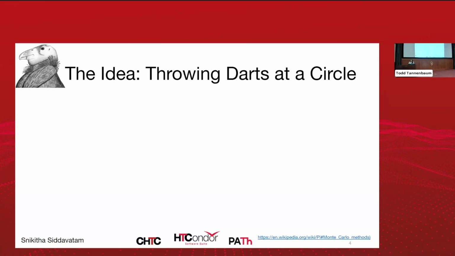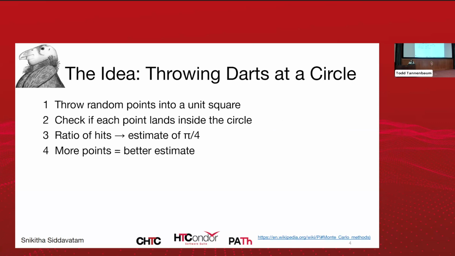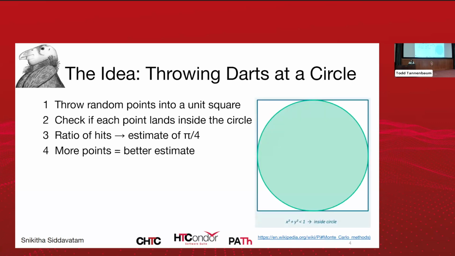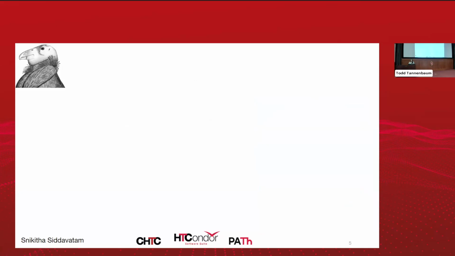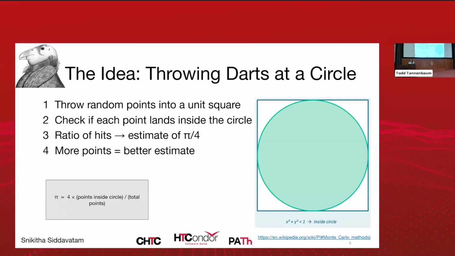So the idea is throwing darts at a circle. We throw random points into a unit square and check if each point lands inside the circle. The ratio of hits gives the estimate of pi over 4. And the more points we have, the better estimate we get. That directly maps to the jobs. Here the random points are jobs that we submit.